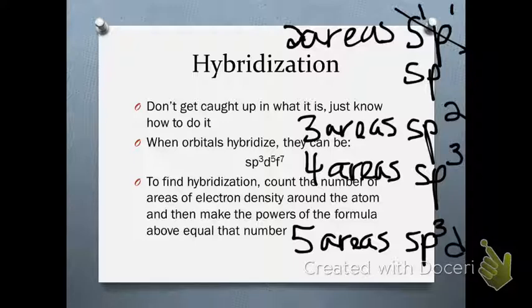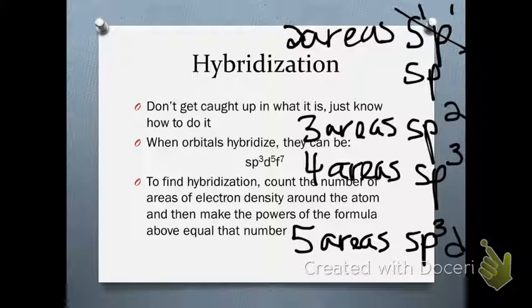Now, where do those numbers come from? They're not random. How many orbitals or boxes do you draw for an S? 1. How many boxes or orbitals do you draw for P? 3. D, 5, F, 7. So they're not random. They actually have meaning, which means it should be easier for you to memorize.